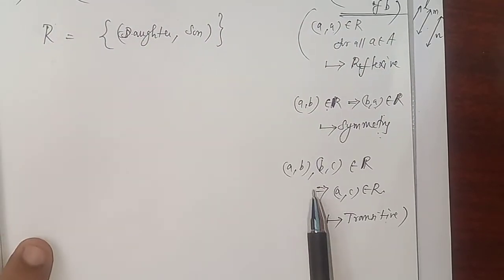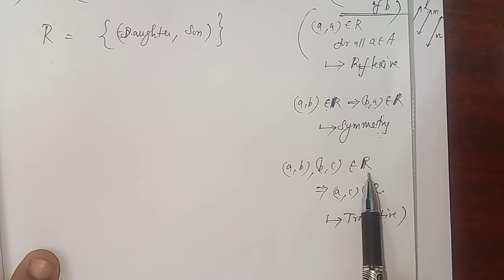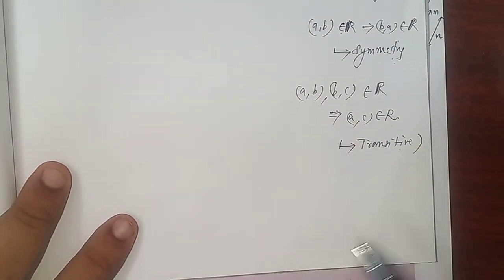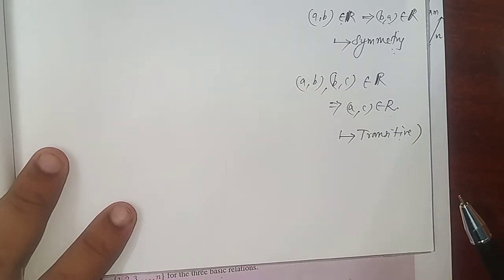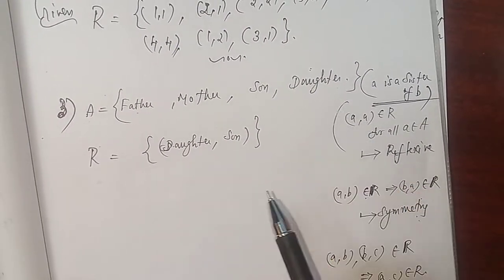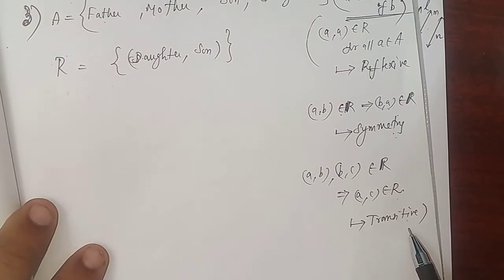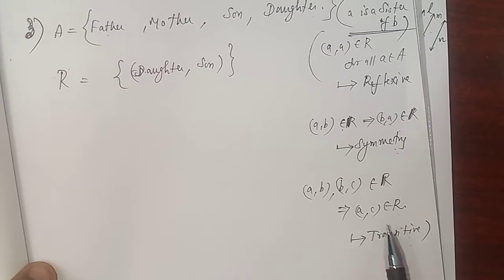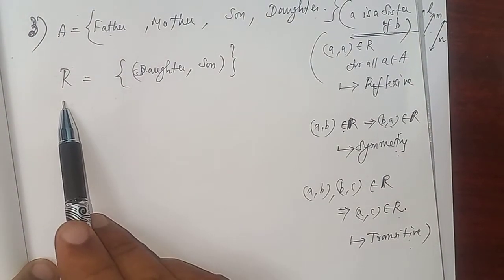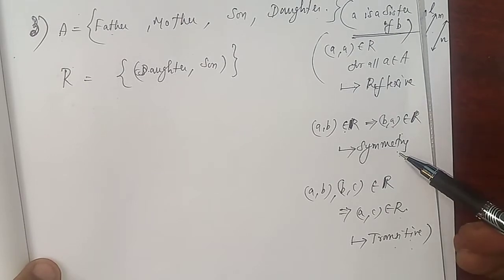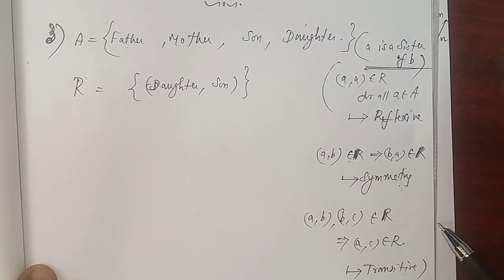Understand? Next one, we have to verify transitive. For transitive, if (a, b) and (b, c) belong to R, then (a, c) belongs to R. Here there are no pairs (a, b) and (b, c) in R. We have only (daughter, son), no (son, daughter). So we can't find two such pairs to find this pair in the relation R. Therefore it is not transitive. So not reflexive, not symmetric and not transitive. Therefore R is not an equivalence relation.